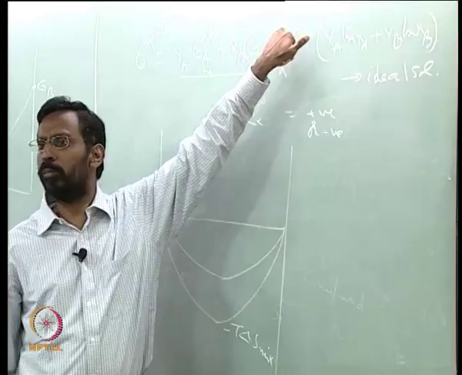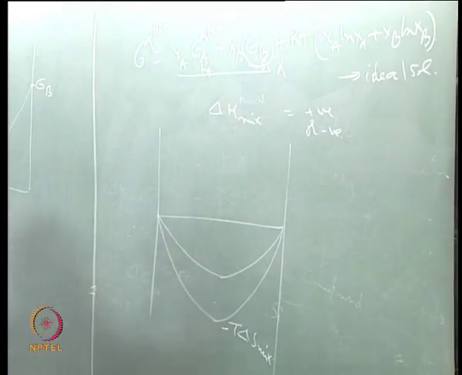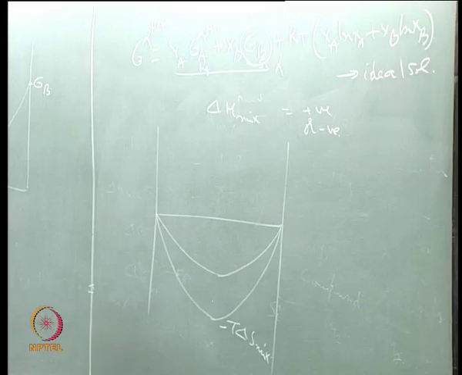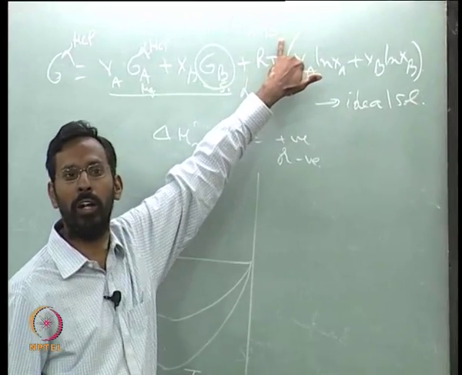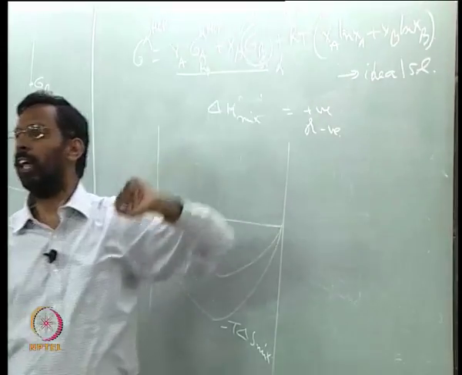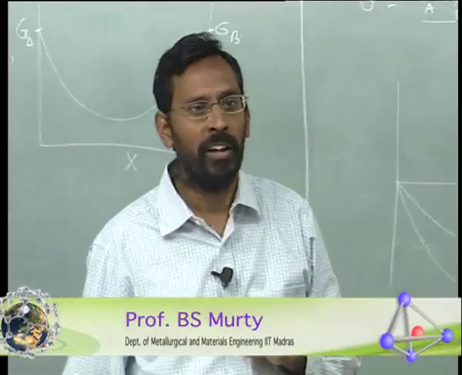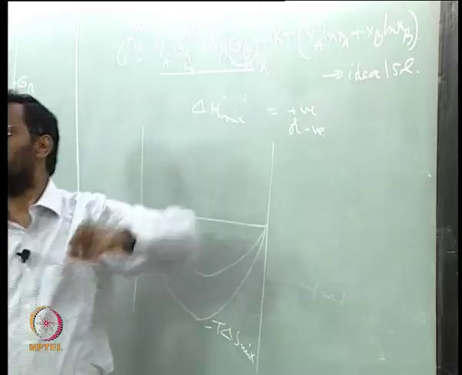But if it is non-zero and negative, let us assume this. Interestingly, in the regular solution model, the delta H mixing is again symmetric, similar to that of delta S mixing. You can see it is omega xa xb, and by looking at that function we can say it is symmetric. It reaches either a maximum or a minimum, depending on whether omega is positive or negative, at 50-50. If I take xa as 0.1 and xb as 0.9, 0.1 into 0.9 is 0.09, and if I take 0.5, it is 0.25. So 0.25 is the highest. Whatever composition I take, the maximum of xa xb is at 50-50.